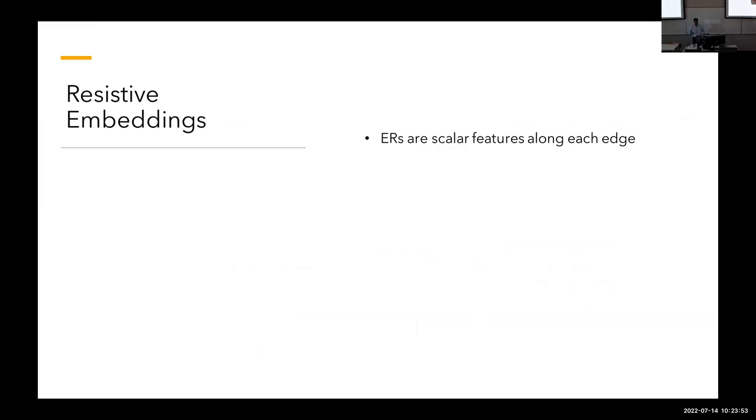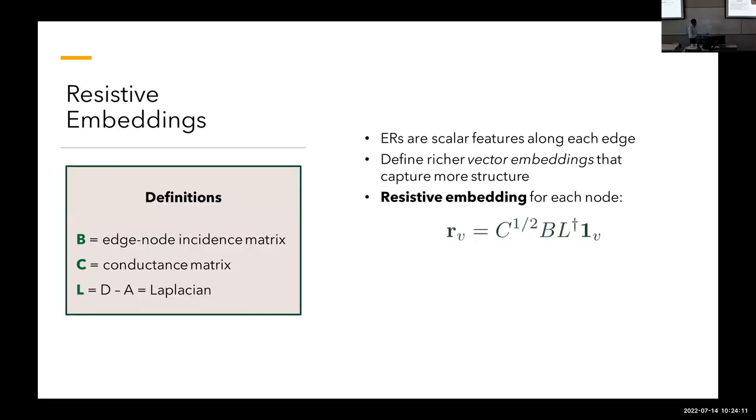But there's still this question: can we do something richer than just scalar features along edges? Ideally we'd like to use node embeddings that are actual vector embeddings instead of just one or two scalars. So I defined something called a resistive embedding. The next couple slides are probably going to be the most mathematical slides, so hopefully you stay with me, but if not, don't worry about it. I think it's just the next couple slides.